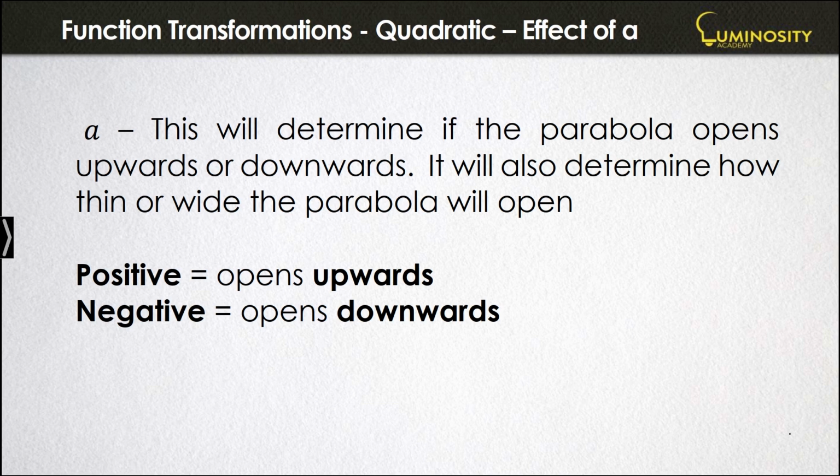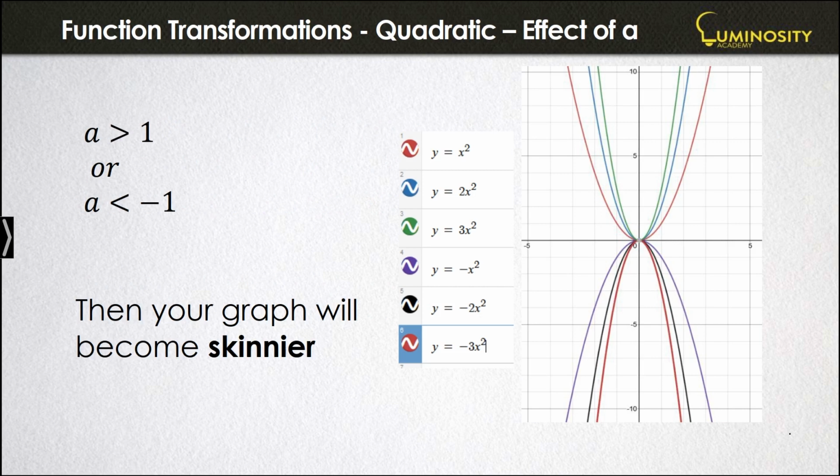So what is the effect of a? A will determine if the parabola is going to be opening upwards or downwards. So if it's positive, it's going to open up, and if it's negative, it's going to open down. This will also determine how thin or wide the parabola will be. So if a is greater than 1, or if it's less than -1, so in other words, the absolute value of a is greater than 1, your graph will become skinnier and skinnier. And as you can see, in the top, we can see our graph becoming skinnier and skinnier with our blue and green lines over there, and at the bottom, with our black and red lines, our graph is again becoming skinnier.